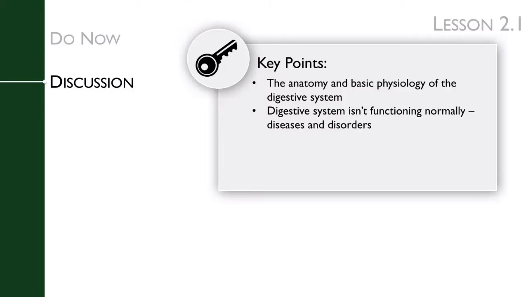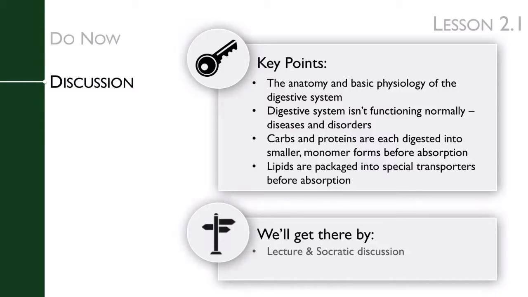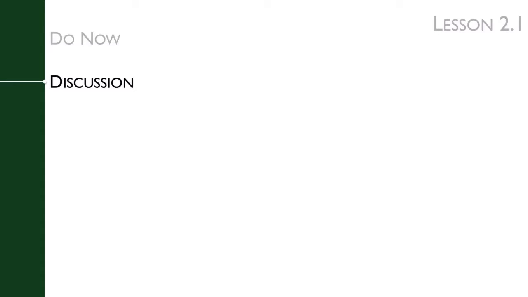When the digestive system isn't functioning normally, different diseases or disorders can occur. Carbohydrates and proteins are each digested into smaller monomer forms before they are absorbed. And lipids must be packaged into special transporters before they can be absorbed. We'll get there by having students listen to a lecture and participate in a Socratic discussion while taking notes on the worksheet.